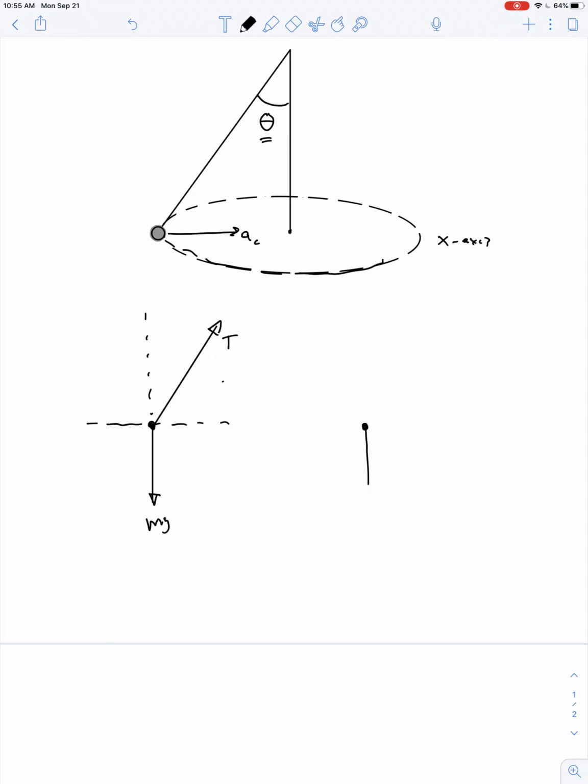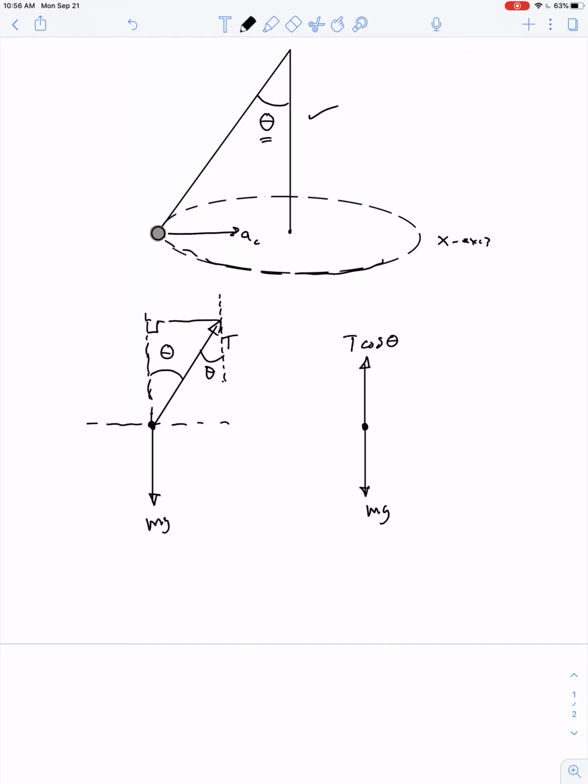So we don't need to do anything to the force mg. However, the tension should be resolved into components. And by the way, notice that that theta is the same angle as indicated in the picture above, right? If we draw an imaginary vertical line, these are what we call alternate interior angles. So pointing up is a component of tension that lies adjacent to that angle in this pictured right triangle. So this would be T cosine theta.